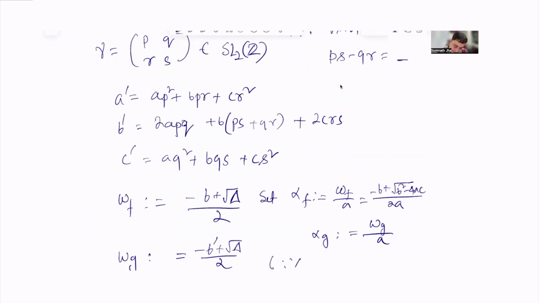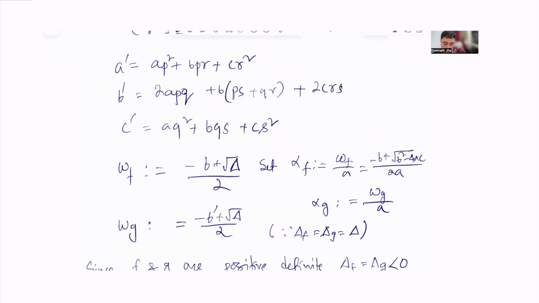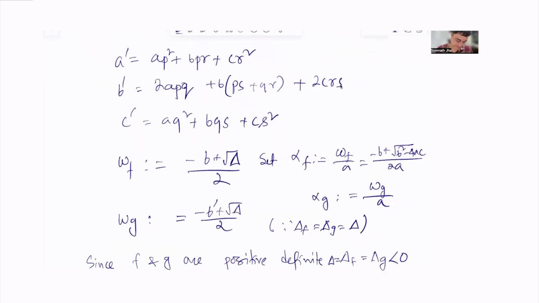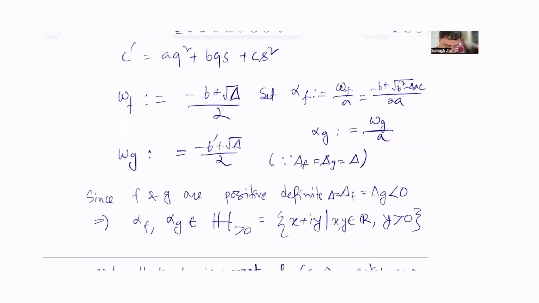So we have delta F equal to delta G equal to delta, because proper equivalence keeps the discriminant invariant. Since F and G are positive definite, delta is a negative integer, right? So by definition of positive definiteness, B square minus 4AC is negative, so alpha F and alpha G are complex numbers, and we have taken the positive square root. So this is a complex number of the form x plus iy, where y is positive, okay?